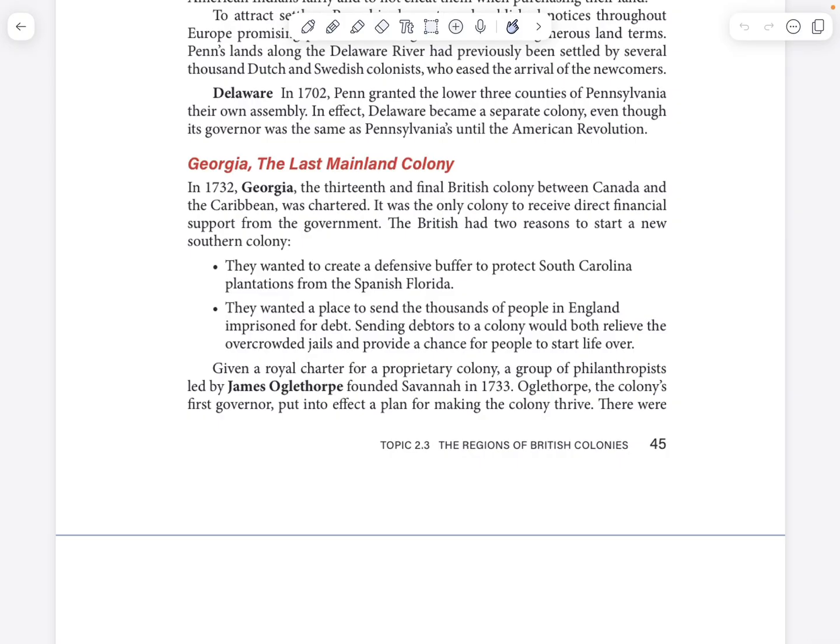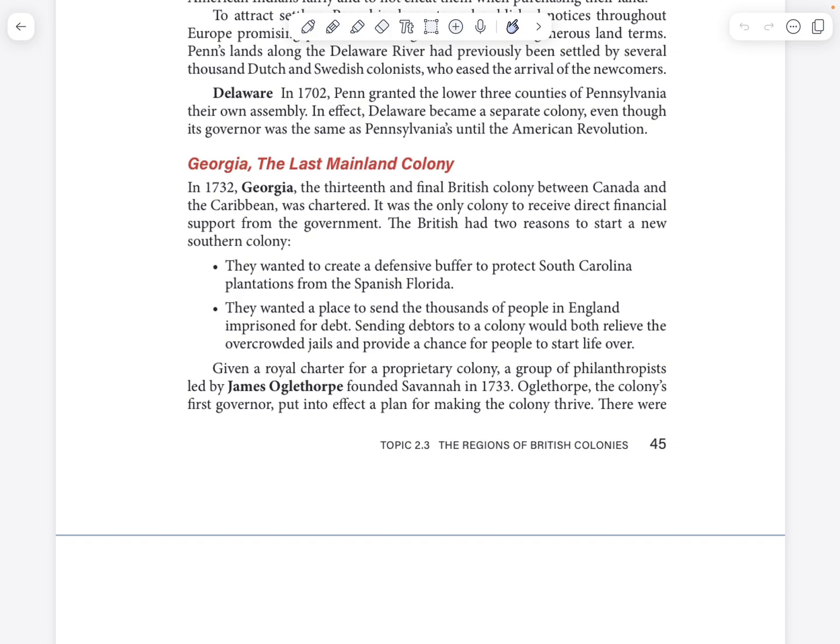Delaware. In 1702, Penn granted the lower three counties of Pennsylvania their own assembly. In effect, Delaware became a separate colony, even though its governor was the same as Pennsylvania's until the American Revolution.